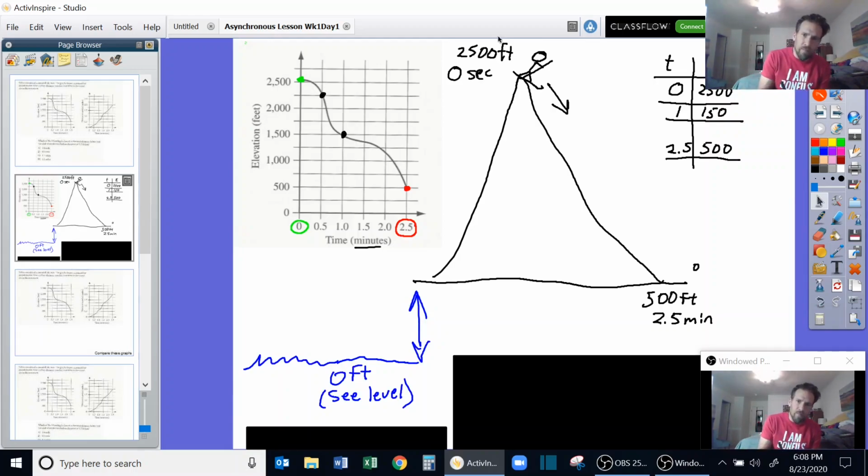So here's Salma. She's got her big long ski pole here. She's started at 0 minutes, not 0 seconds. Let's fix that here. Minutes. At 0 minutes, she's at 2,500 feet. She's going to go down the hill. We can see that her elevation is going down as the time goes on. We know where she's going to end up at the end of this. At 2.5 minutes, she's going to be at 500 feet above sea level.